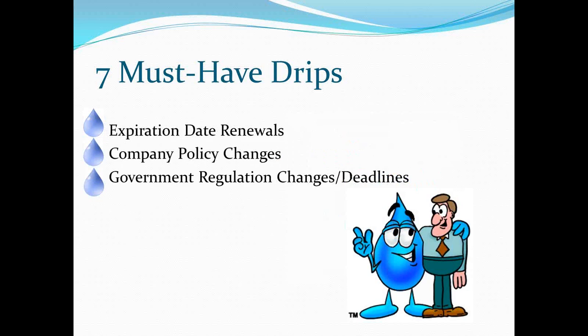So those were our 7. Well, this might be our 7th one. Expiration date renewals, company policy changes, government regulation changes. I guess our big example for this one right now is the ACA. We did an Affordable Health Care Act drip for an insurance agent way back, probably 9 months ago, before people really wanted to know anything about it because there were no deadlines coming up immediately. He was very smart, and he knew just the right questions to pose to people at that point.